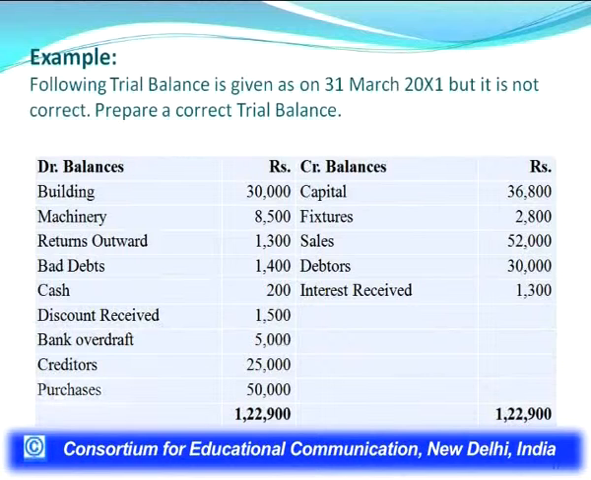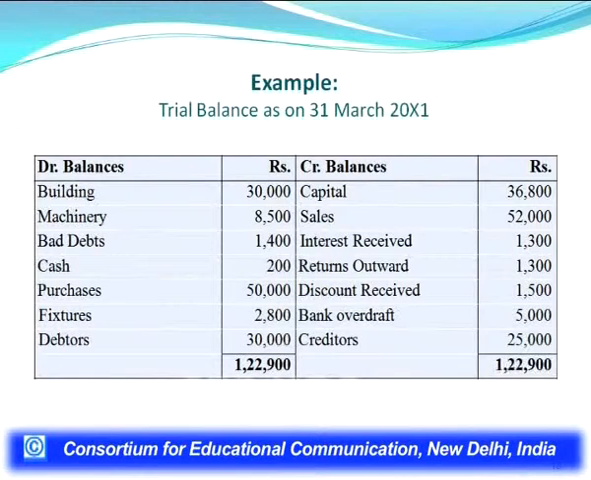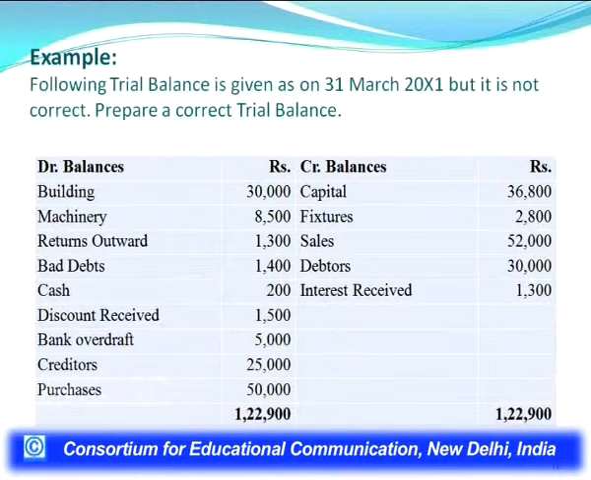So, now we shall prepare a correct trial balance. This is the correct trial balance. Debit balance accounts are shown on the left side: building, machinery, bad debts, cash, purchases, fixtures, debtors; and credit balances: capital, sales, interest received, returns outward, discount received, bank overdraft, creditors. The total is tallied. The total is always tallied, but in the previous format we noticed that this trial balance is not correct. So, whenever you are doing any question, it is better for you to check the trial balance and see whether the trial balance is correct or not.